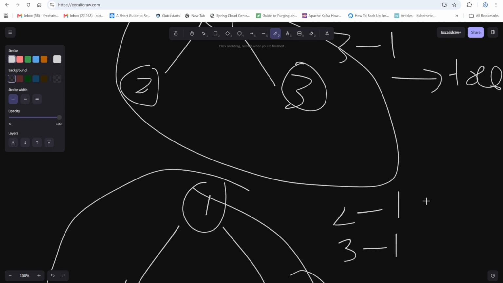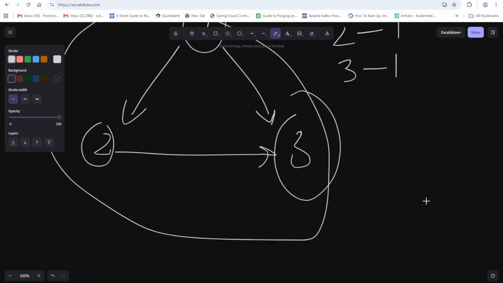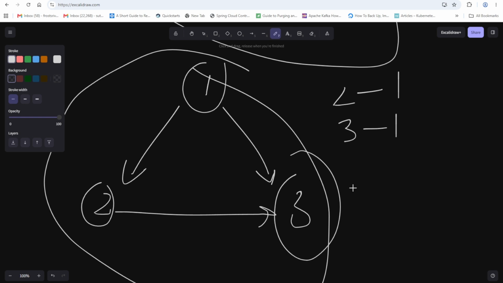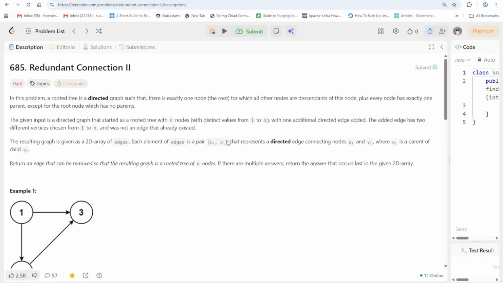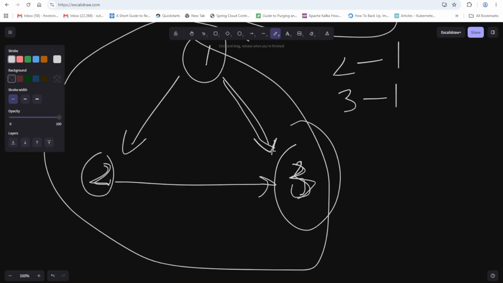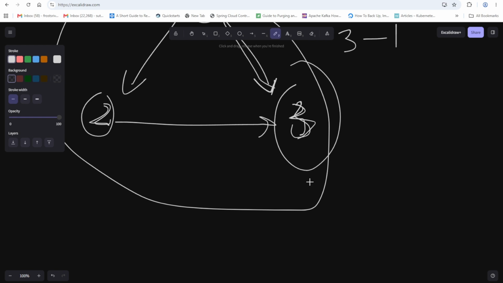So what can we check here? If we look closely, one thing we can observe is that this 3 has 2 parents. One is this parent and another is this parent, right? The question is saying that there is exactly one node for which all the nodes are descendants of this node, thus every node has exactly one parent except for the root node which has no parent, right? So this is forming one extra connection for us.